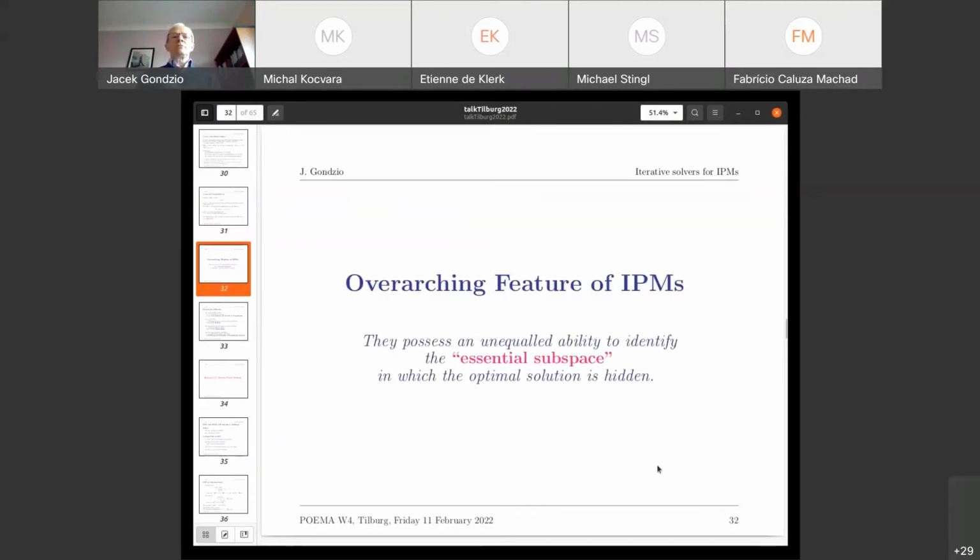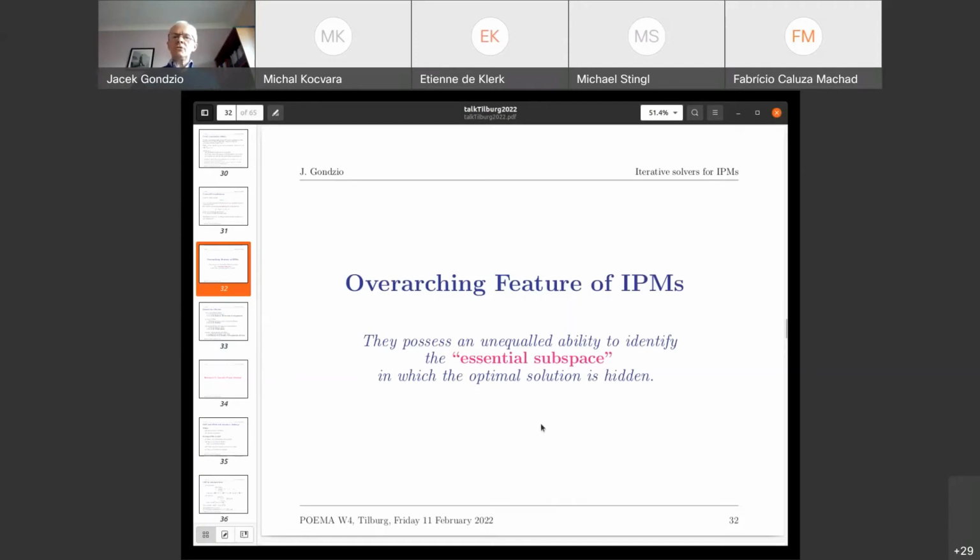Before I go to this, I'd like to somehow wrap up the interior point part of the talk, with saying that what is an amazing feature of interior point methods is their ability to identify the essential subspace in which the optimal solution is hidden.